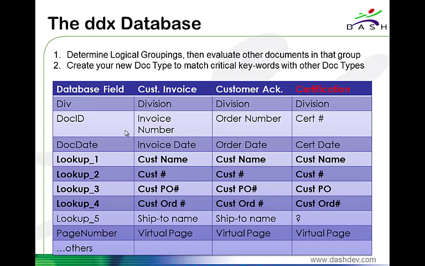And we can see that there are some differences, things like the document ID. Those are different, typically the unique identifier for any individual kind of document, but they're different for each type of document. It's an invoice number for an invoice, an order number for an order, and maybe for my new certification it would be a cert or certification number.